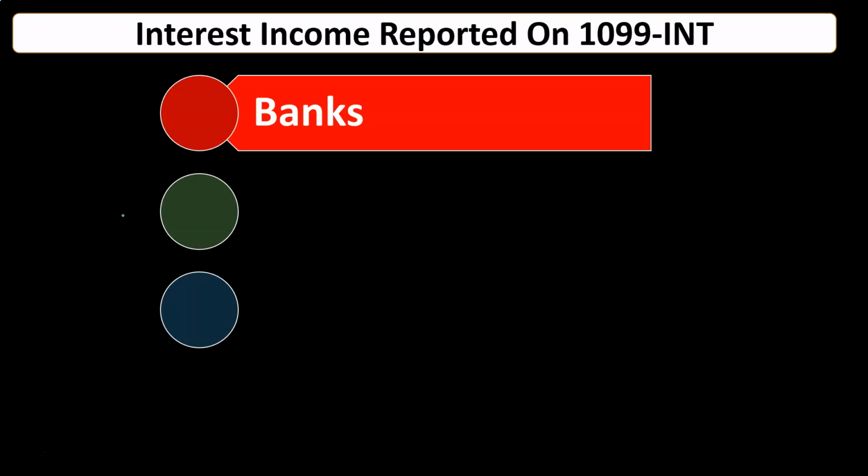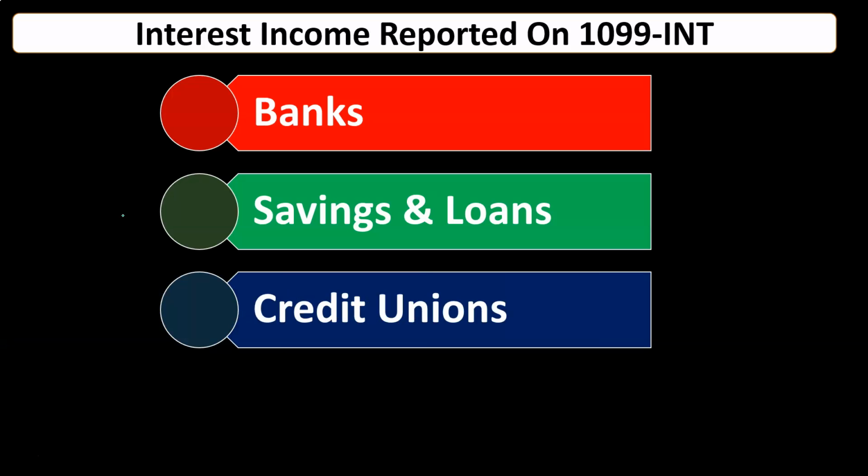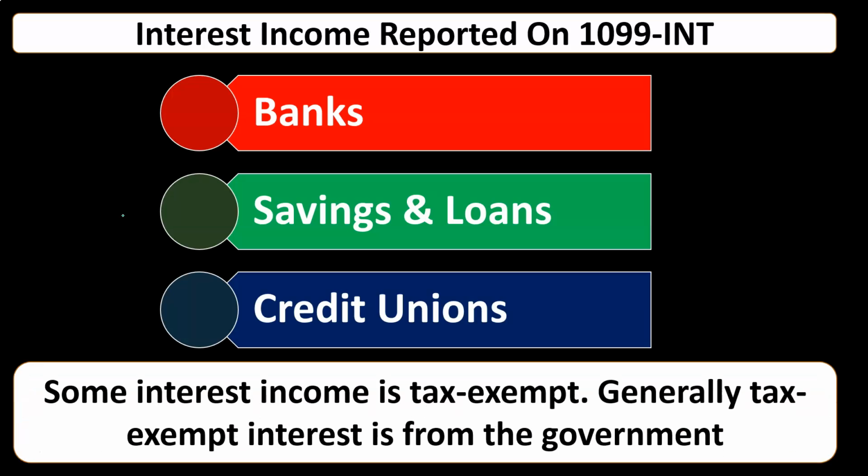So you're going to probably get the 1099 interest from a bank or from a savings and loan or a credit union. So the financial institutions that might be paying you interest would of course be issuing the 1099-INT. Some interest income is tax exempt.